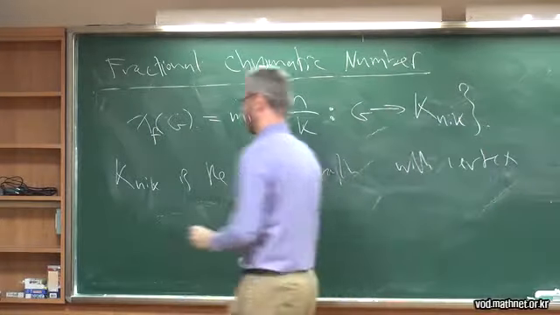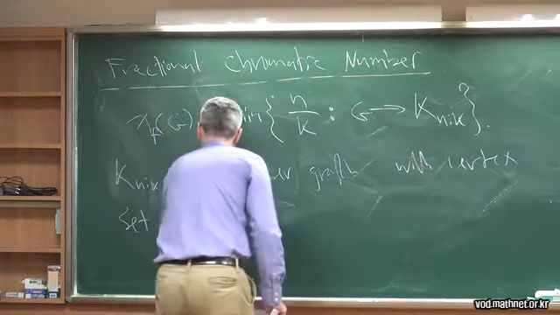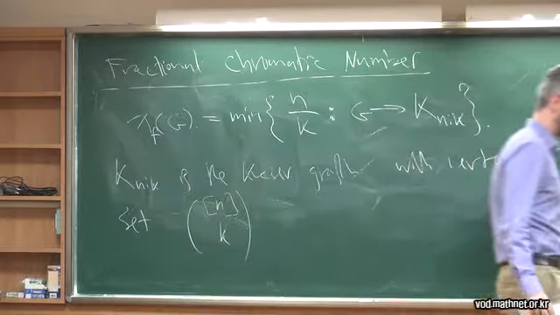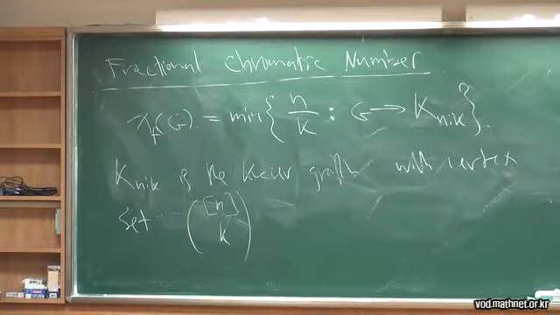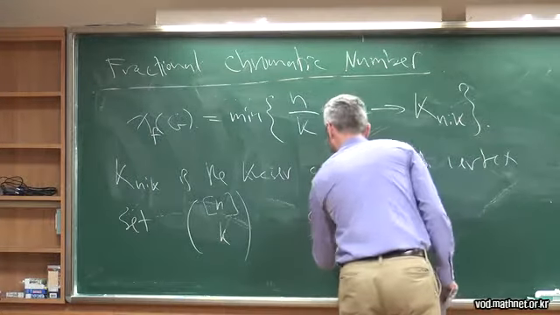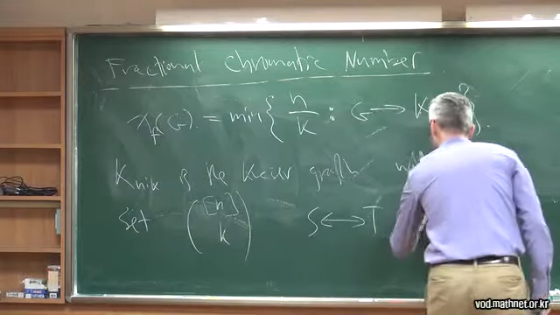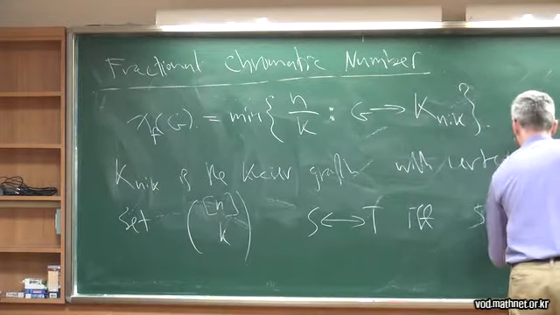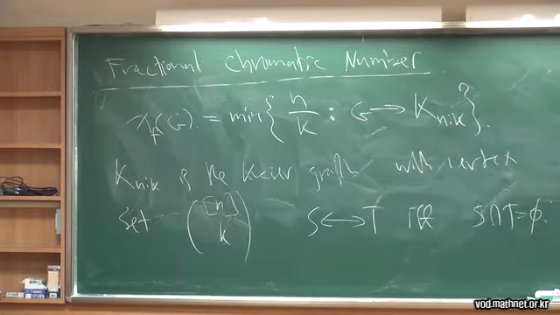has vertex set all k-subsets of the numbers 1 through n, or any n-set that you like, and two k-subsets are adjacent if and only if their intersection is empty, that is, they are disjoint.